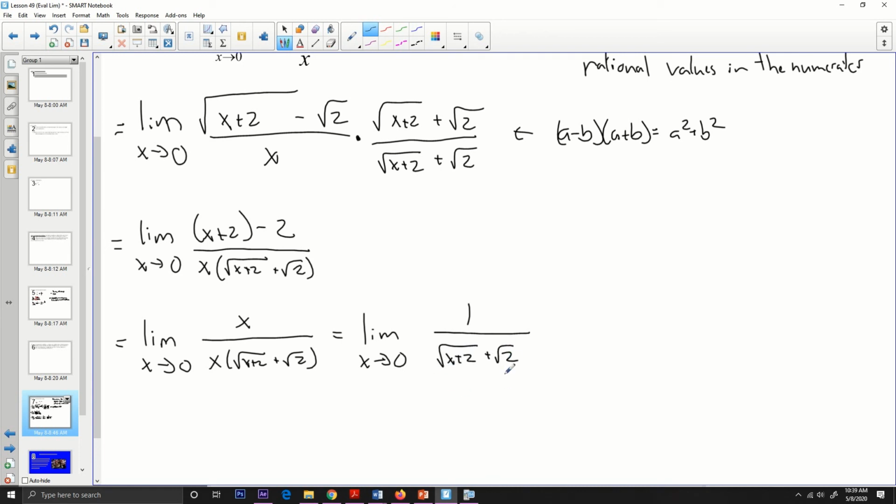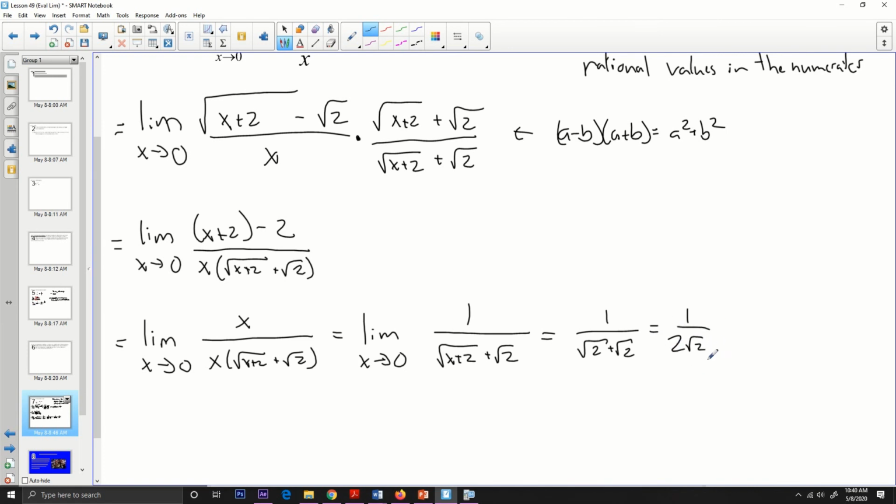And you'll notice here that when I let x go to 0, it's no longer undefined. I get a 0 there. So I get 1 over the square root of 2 plus the square root of 2. Notice I'm not writing the limit anymore because I'm actually evaluating this limit. And I get 1 over 2 square root of 2.